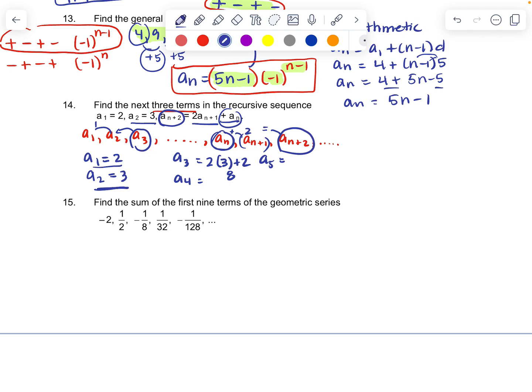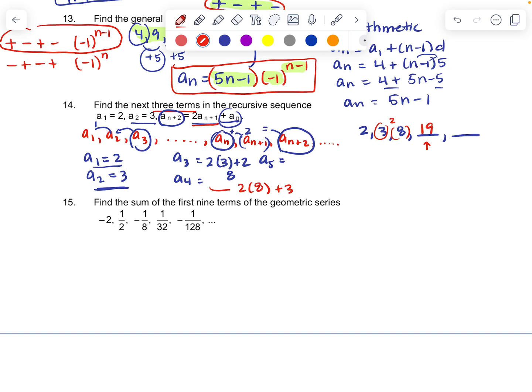Okay, you guys, I'm actually going to write it over here a little bit better. A sub 1 is 2, a sub 2 is 3, a sub 3 is 8, and then I need to find 2 more because I wanted the next 3, right? Okay, so how do I find the next one? So if I'm looking for this term right here, this is my a sub 4. Again, if I look at the formula, it's going to be 2 times the term before, so it's 2 times 8, and then plus the term before that, which is 3. So that's 16 plus 3, which is going to give me 19.